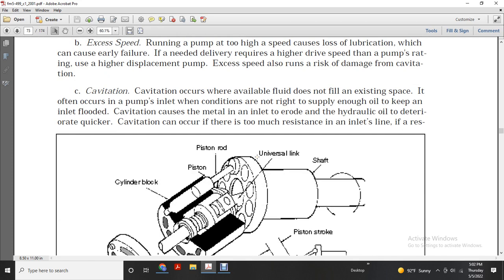Cavitation occurs when the fluid does not fill the existing space, and it often occurs in the pump inlet condition when the supply does not have enough oil to keep the inlet full. Cavitation causes the metal inside the inlet to erode, with the hydraulic oil deteriorating or operating quicker. Cavitation can occur with too much resistance in the inlet line.